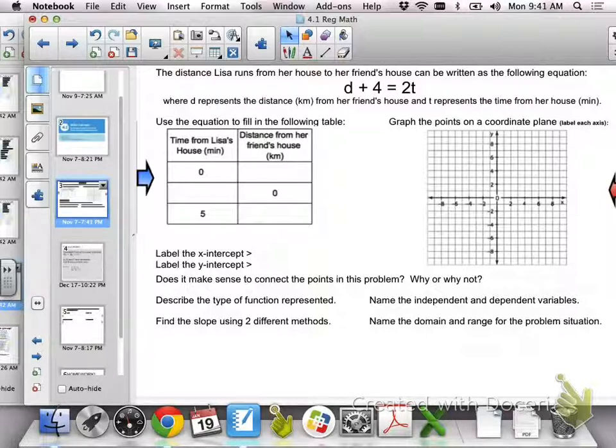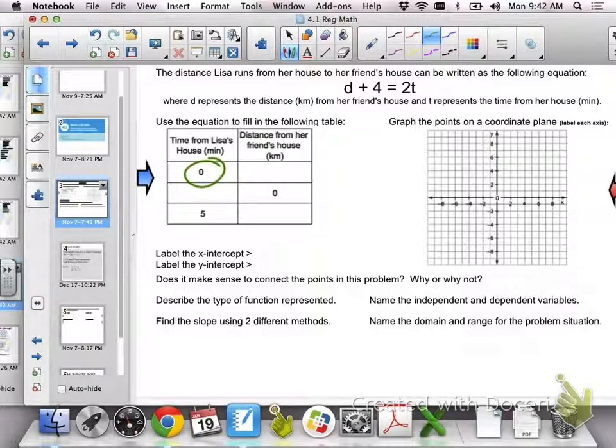What do you think? Kyla? T. Why do you say t? Because it's minutes. And what's another reason that that would be a t? It's time, because it's labeled right here as time. Okay, how do I get the distance if my time is 0? What do you suppose I would do?